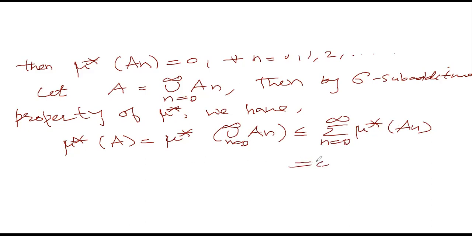So that implies A is a null set. Mu star of A is equal to 0.